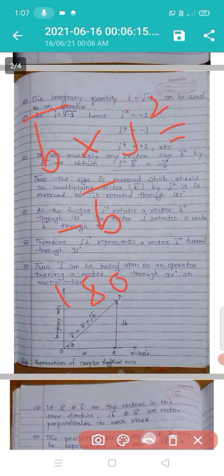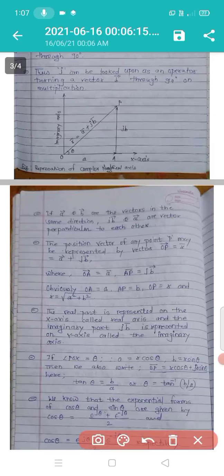Then, the representation of complex numbers. How is it represented? If a bar and b bar are vectors in the same direction, then j b bar and a bar are vectors perpendicular to each other. See in the diagram, this is the imaginary part; on the y axis we have the imaginary axis, and on the x axis there is a real axis.